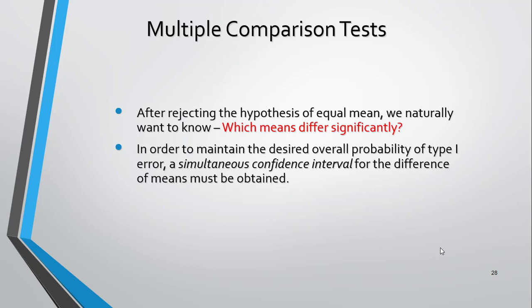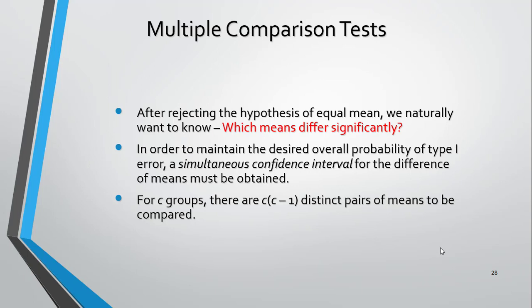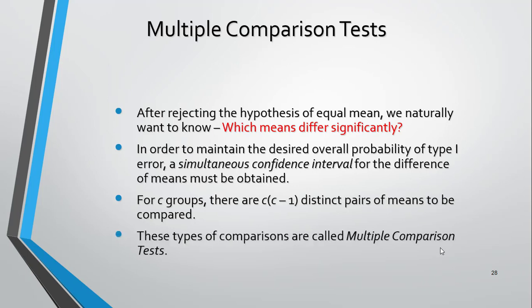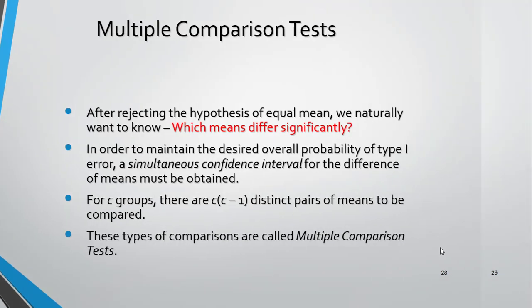After rejecting the hypothesis of equal means, we naturally want to know which means differ significantly. We only know that the means are not all the same. And in order to maintain the desired overall probability of type 1 error, a simultaneous confidence interval for the difference of means must be obtained. For C groups, there are C minus 1 distinct pairs of means to be compared. And these types of comparisons are called multiple comparison tests.